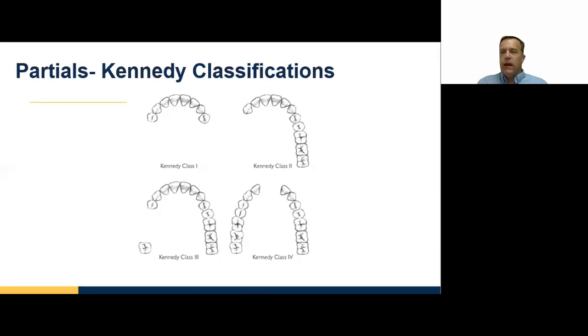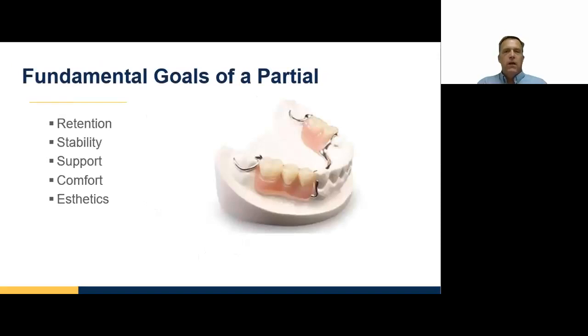Kennedy class 4 cases are also usually stable. The main thing is dealing with the cosmetics of the clasping in the anterior region, which can be a little bit difficult. So when we're talking about our partial, we want to talk about our goals, and we kind of want to tier our goals because sometimes they work against each other a little.